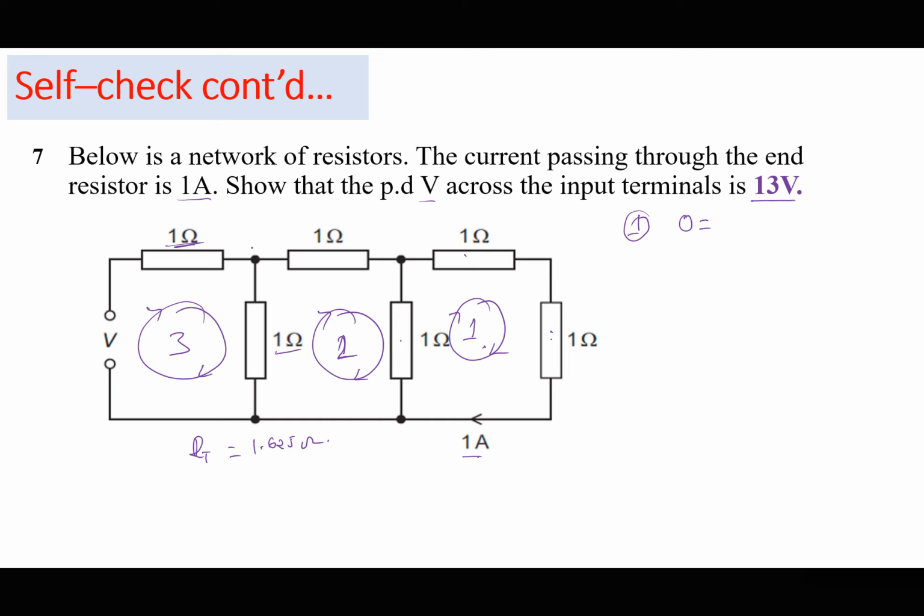I'm going to start from here. Let me say this is I. Let this be I1, I2. So at this junction, remember this is 1 ampere. Let this be I3. So it's like the current here is going to be I3 plus 1.